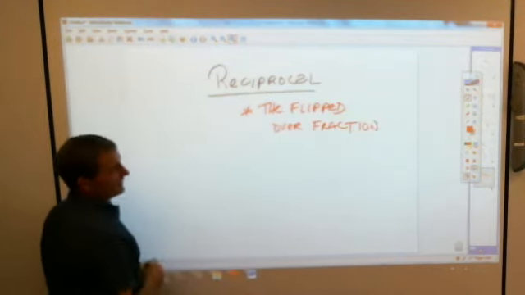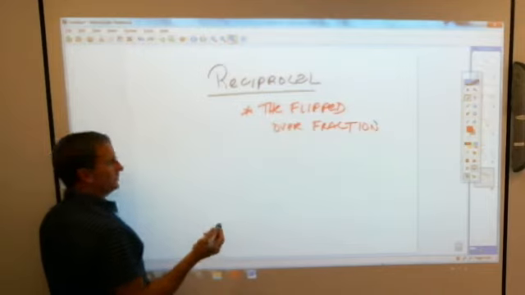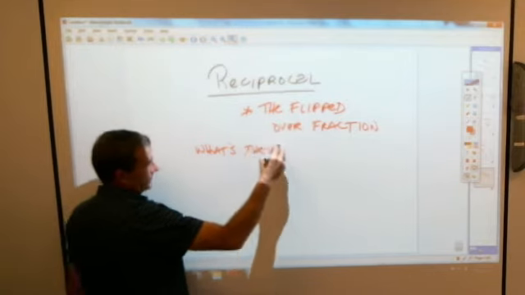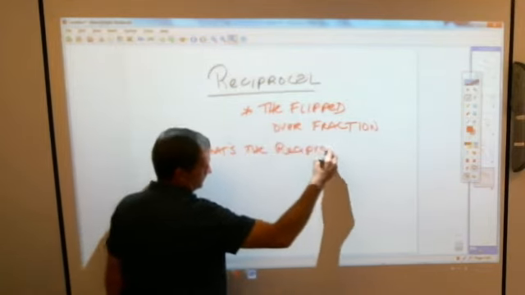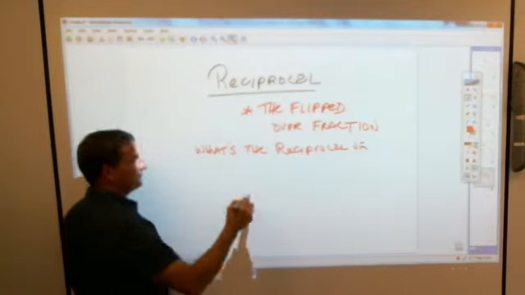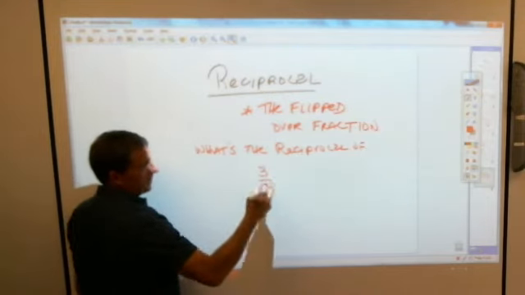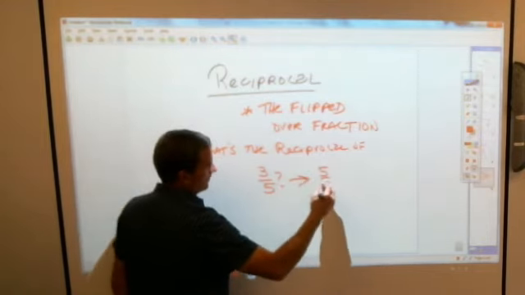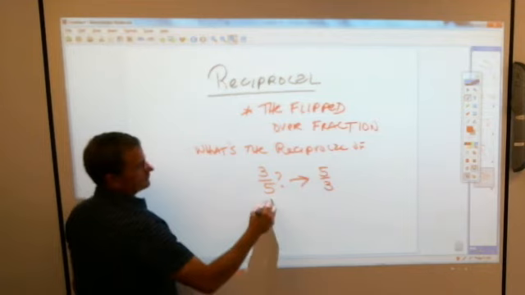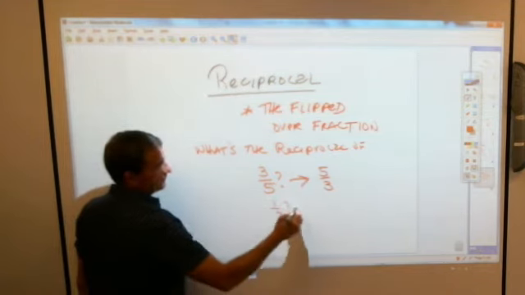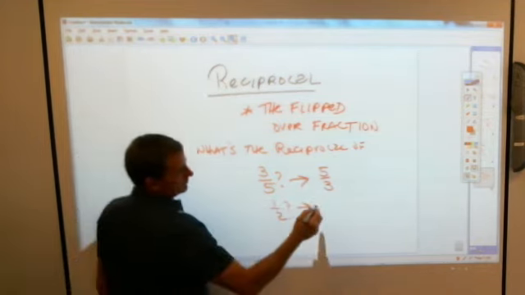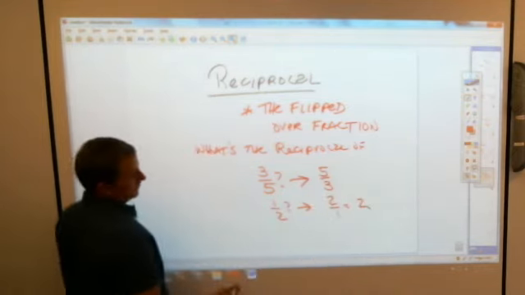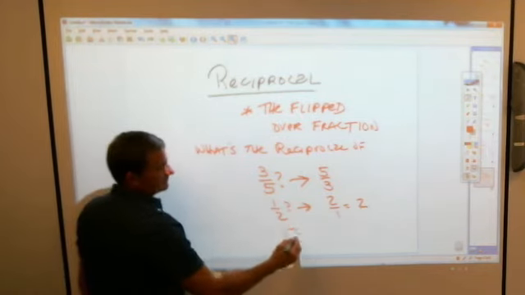So here is the deal. One example, well, maybe a couple of examples. What's the reciprocal of 3/5? The reciprocal of 3/5 is, just flip it over, 5/3. What's the reciprocal of 1/2? Flip over 1/2, it is 2/1, or just 2.